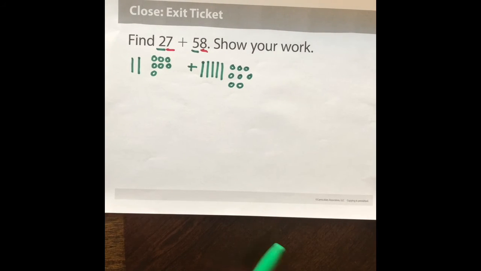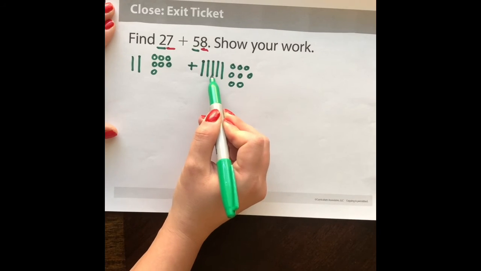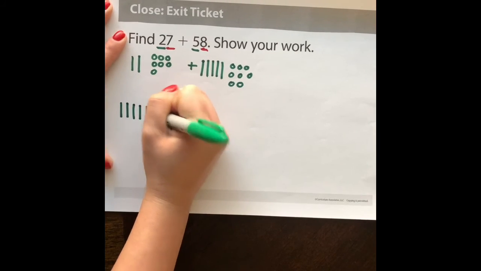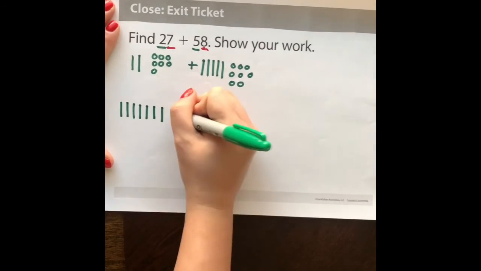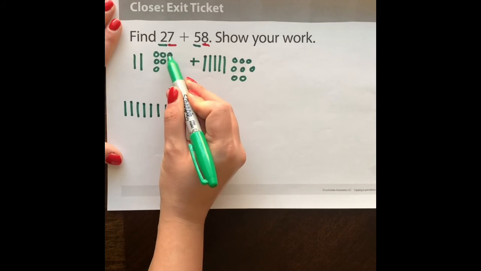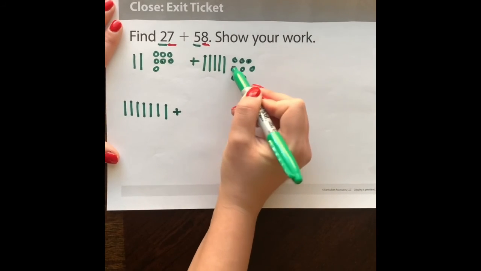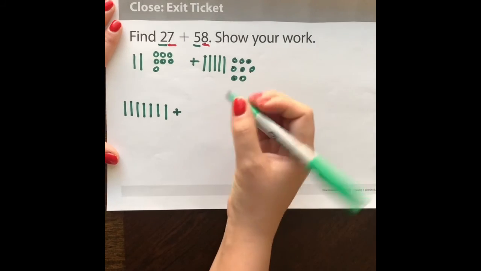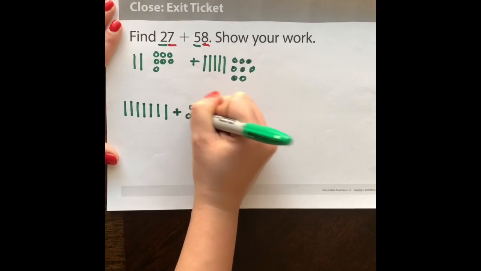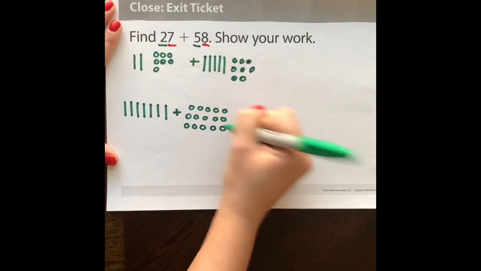Now, let's see if we can combine our tens. 1, 2, 3, 4, 5, 6, 7 tens. And now let's add up all of our ones. There's a lot of them. 1, 2, 3, 4, 5, 6, 7, 8, 9, 10, 11, 12, 13, 14, 15.